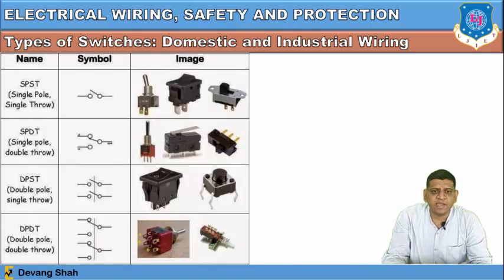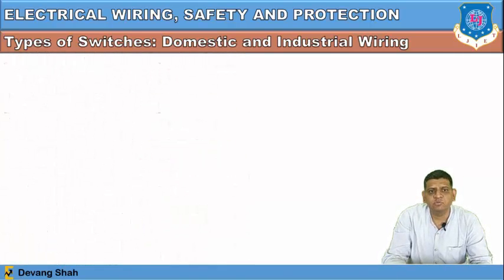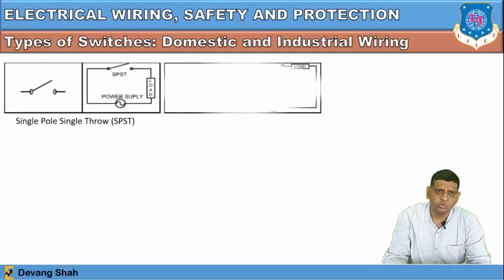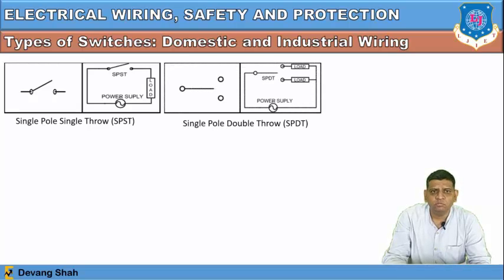So for a better understanding, we'll define the different types of switches, starting with the single pole single throw switch with its symbol, and where you are going to use it: one power supply, a simple switch where the load is connected. You can connect a lamp here, and this is a simple switch with single pole and single throw, right? So there is only one pole, right?